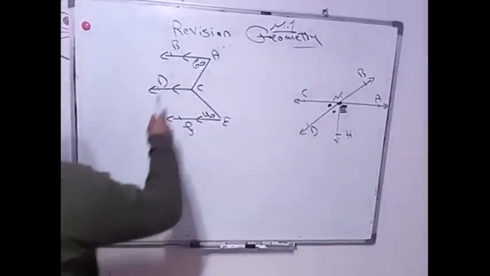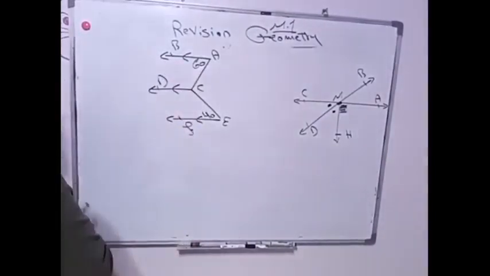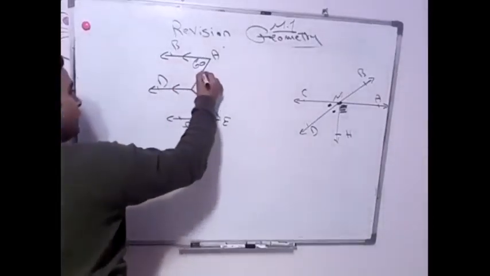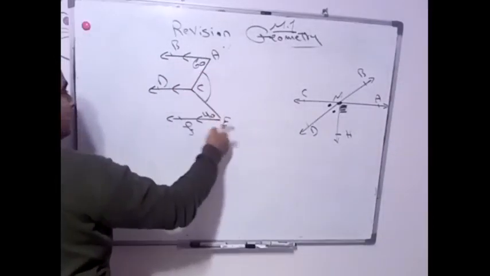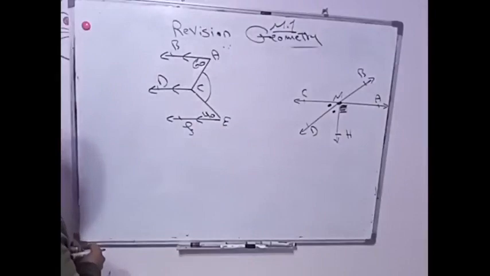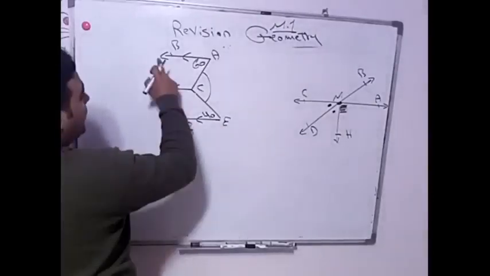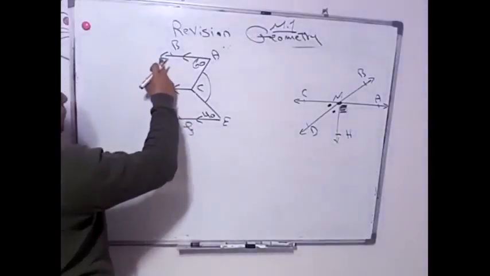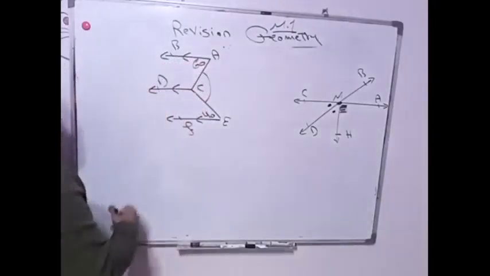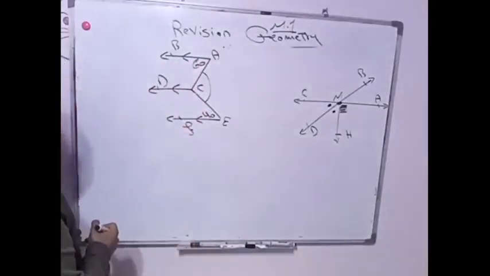I have AP parallel CD. I want to find this angle, angle ACE. So now divide my question. We have the letter U like this, and I have another letter U like this. Let's start with the first U.